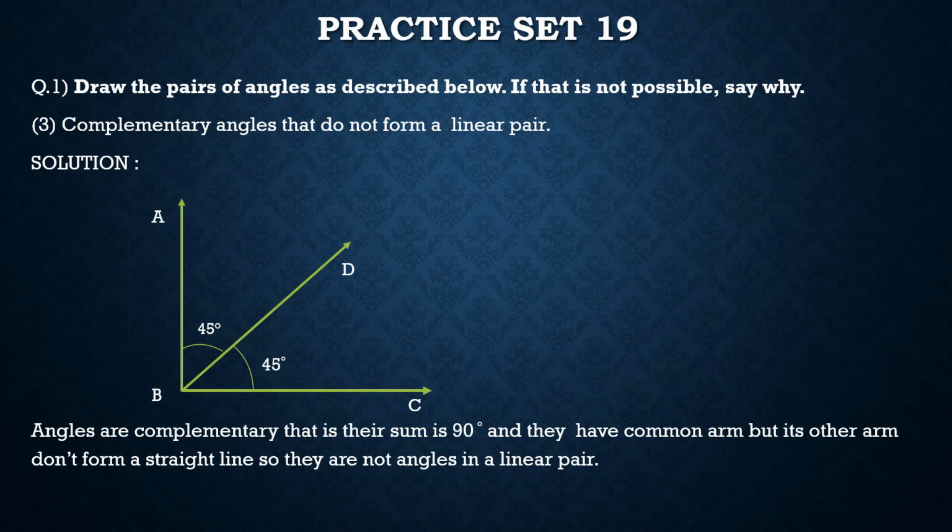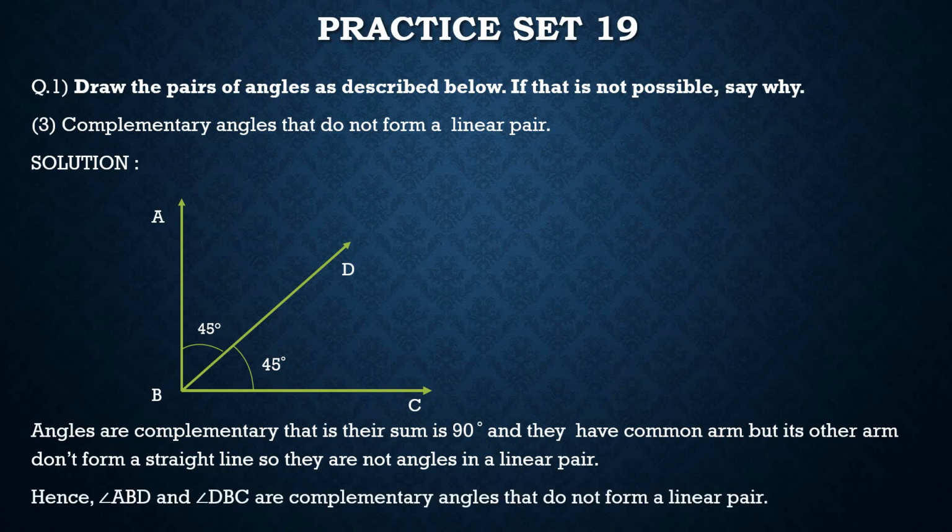But they have a common arm, which is ray BD, common to both angle ABD and angle DBC, but their other arms don't form a straight line, which is the definition of a linear pair. Linear pair definition is: angles which have a common arm and whose other arms form a straight line are said to be angles in a linear pair. Here one arm is common, but the other arms don't form a straight line, so they are not angles in a linear pair. Hence, angle ABD and angle DBC are complementary angles that do not form a linear pair.